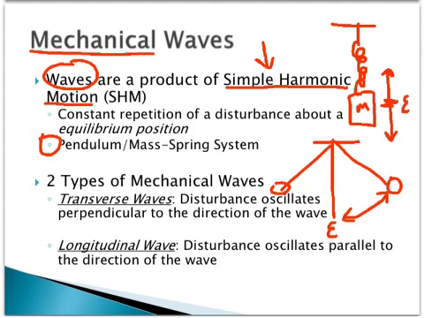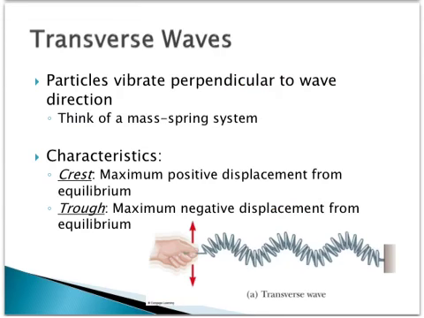There are two types of mechanical waves. The first one is a transverse wave. A transverse wave is where the disturbance oscillates perpendicular to the direction of the wave. We'll look at that in a second. And then the longitudinal wave is when the disturbance oscillates parallel to the direction of the wave. So in a transverse wave, particles vibrate perpendicular to the wave direction. An example of this would be the mass spring system I just talked about. If you consider the spring and the mass, it's going to oscillate up and down.